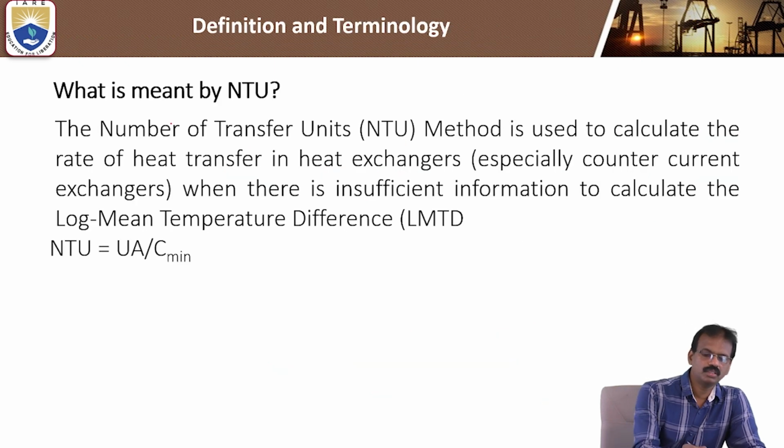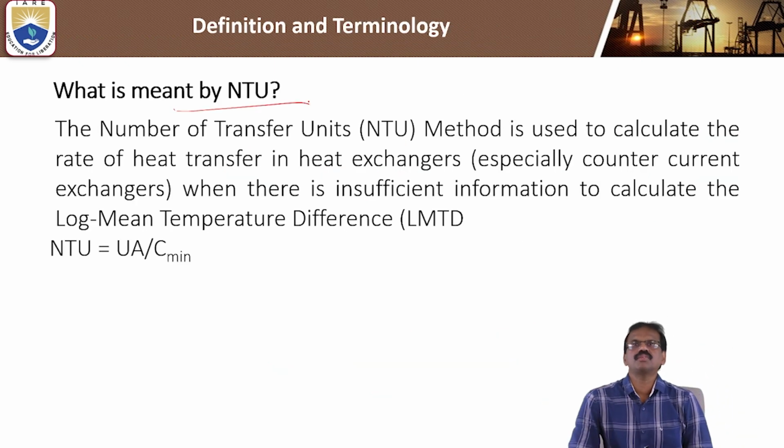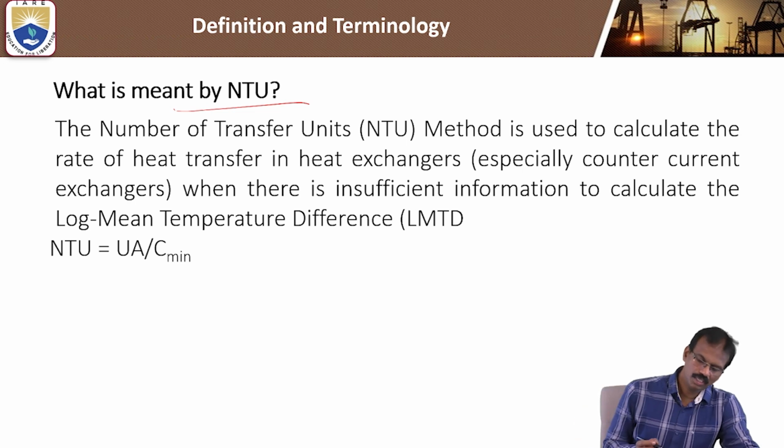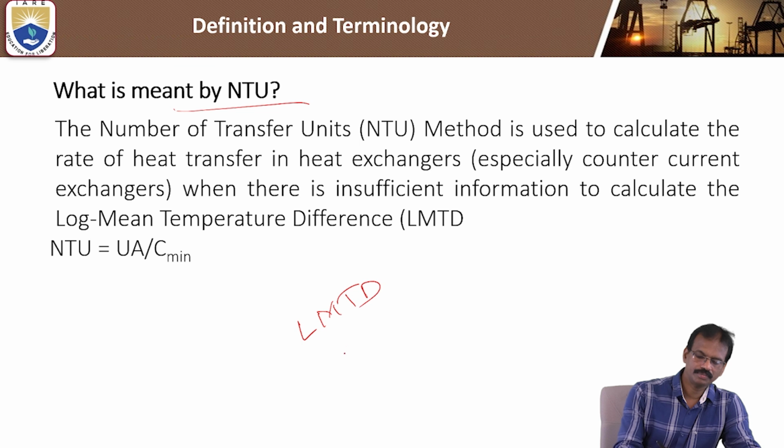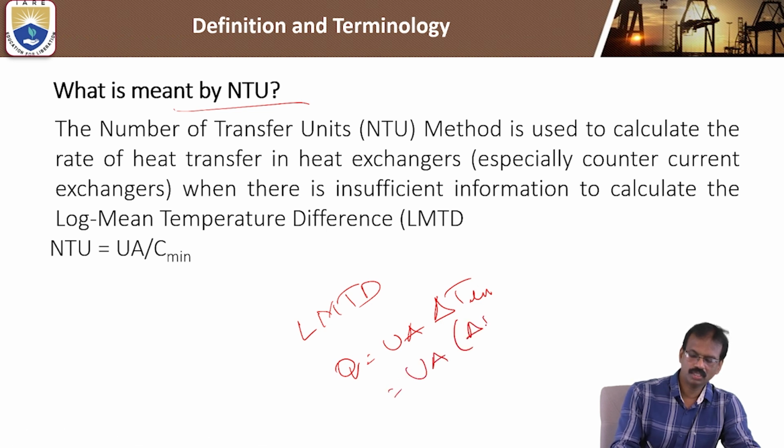Now we'll see the NTU method. What is the importance of the NTU method? We already have the LMTD method for design of heat exchangers or finding the rate of heat transfer. But why go for the NTU method? What is the importance of the NTU method? In the LMTD method, we saw the formula: Q is equal to UA into delta T LM, that is, UA into delta T1 minus delta T2 divided by ln of delta T1 by delta T2.